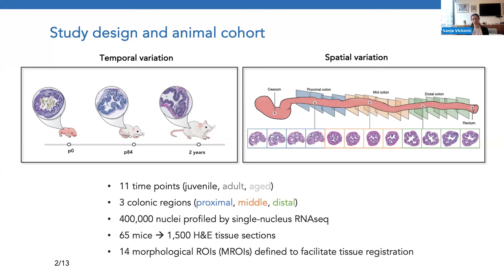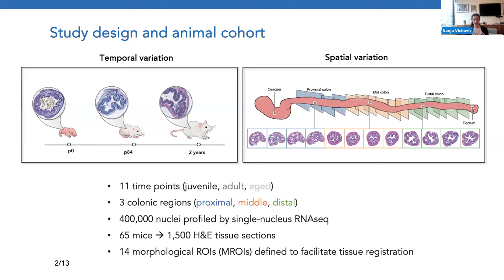Every single one of these H&E images was annotated for 14 different morphological regions of interest to facilitate tissue registration. These morphological regions of interest are usually what the histologist or pathologist will say, oh, these are the important functional units within a colon section.